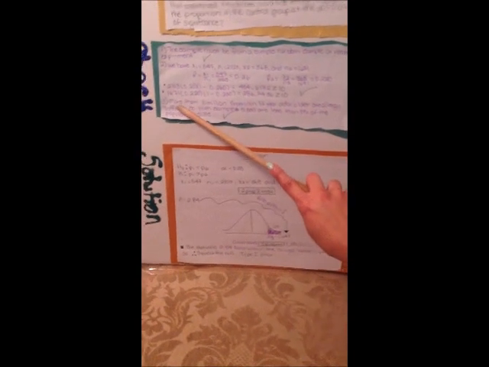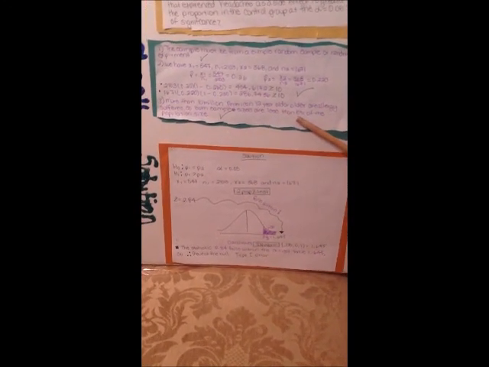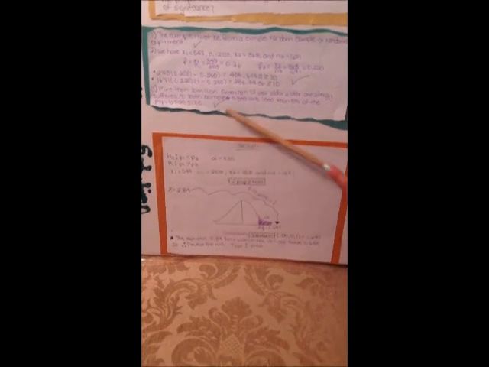And the final one: more than 10 million Americans 12 years or older are allergy sufferers. So both sample sizes are less than 5% of the population size. So we check that off. Now we can solve the problem.